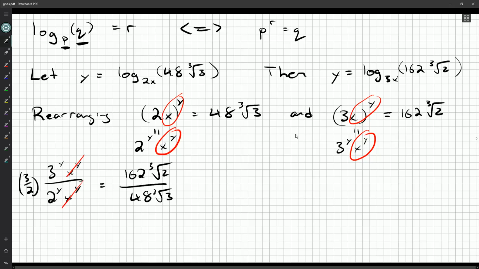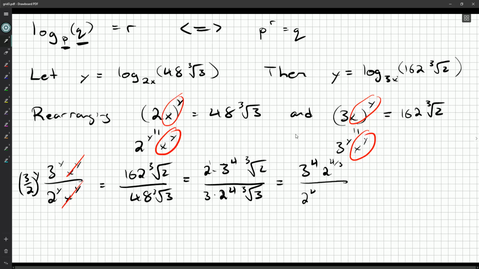This is 3 halves to the y. And over here, well, 162 is 2 times 81, so that's 2 times 3 to the 4. And then I get a cube root of 2. And 48 is 3 times 16, which is 2 to the 4. And so the numbers are really working out here. So I get 3 to the 4, and 2 to the... cube root is to the 1/3, so I've got 2 to the 1 plus 1/3, so 4/3.